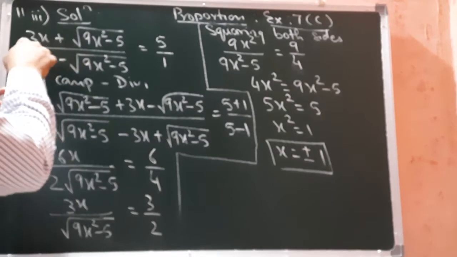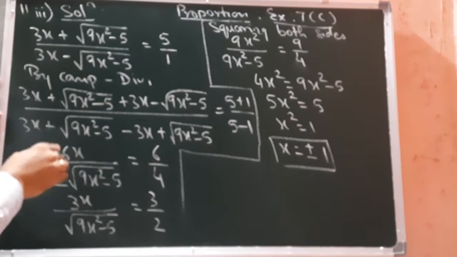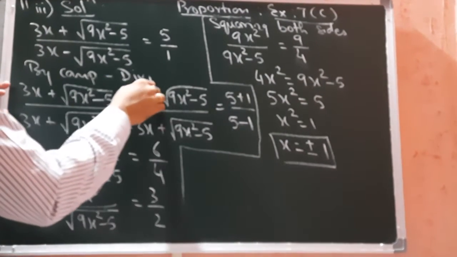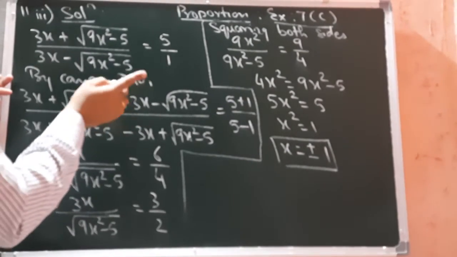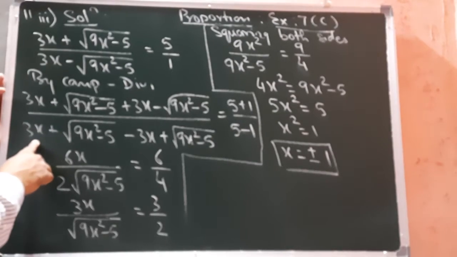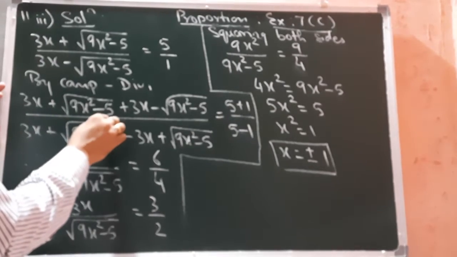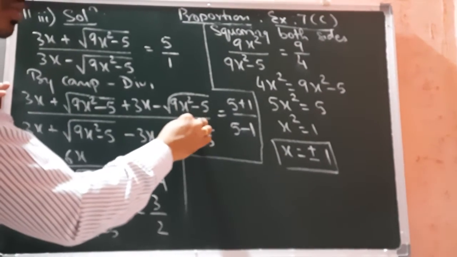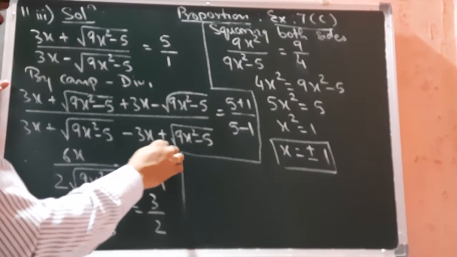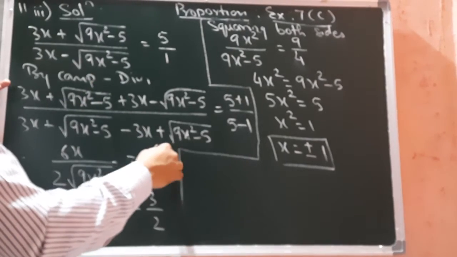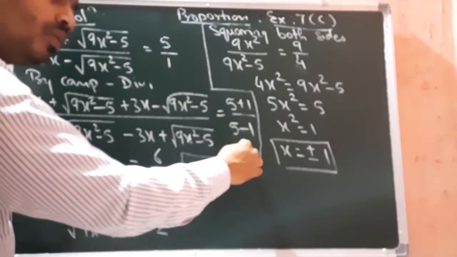Now you can see numerator and denominator have the same terms, the only difference is the plus and minus. So we can use the property componendo dividendo. In componendo, the denominator gets added to the numerator, and in dividendo, the denominator is subtracted from the numerator. So (3x + √(9x² − 5) + 3x − √(9x² − 5)) upon (3x + √(9x² − 5) − 3x + √(9x² − 5)), as it was minus, minus minus becomes plus, is equal to (5 + 1) upon (5 − 1).